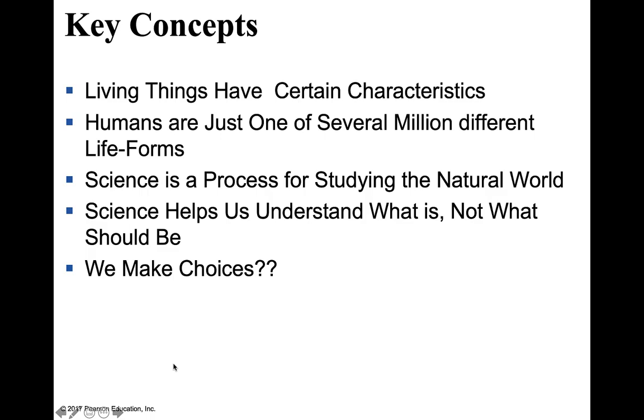Now, one of the things that we'll always start off with in all of the chapters is the key concepts that this chapter is trying to get across. So what I've done here is I summarized them on this first slide. The first key concept is the understanding that living things have certain characteristics that give them the characteristic of life. This is going to be really important, so we'll spend some time focusing on what those are.